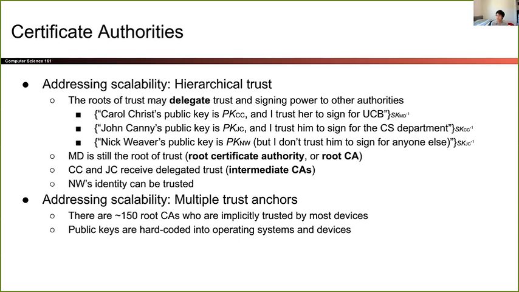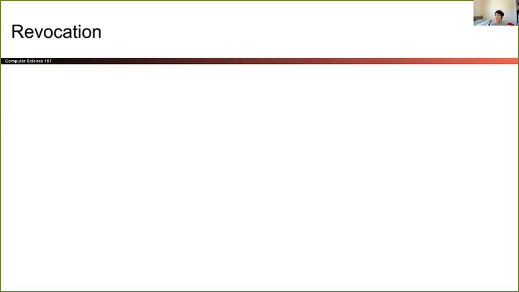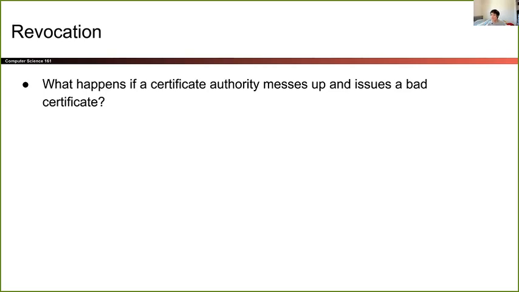So that gets into how we make this system scale. But we also have the issue of, maybe Michael Drake isn't evil, but maybe he's having a bad day and he accidentally signed a certificate for someone else's public key and it actually wasn't them. It was someone else, someone from Stanford trying to impersonate Carol Christ. We need to talk about how we let certificate authorities revoke a certificate. What if they mess up?